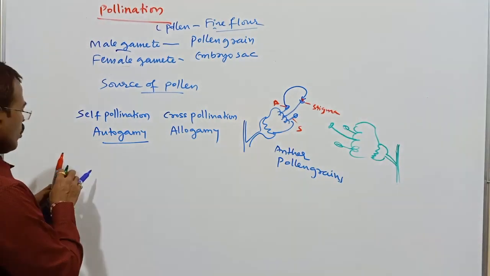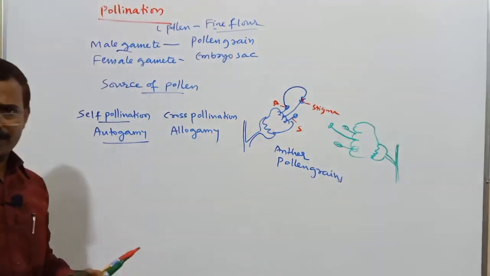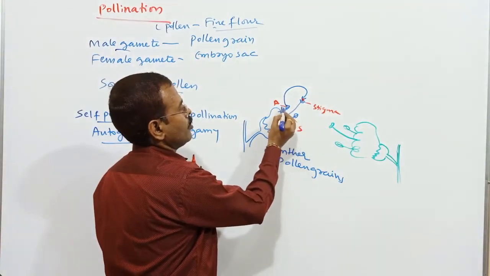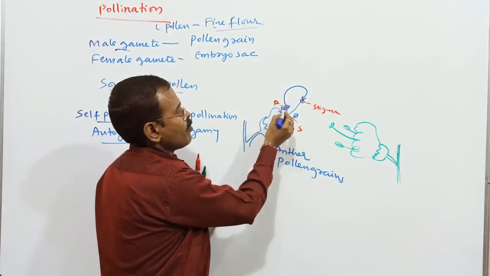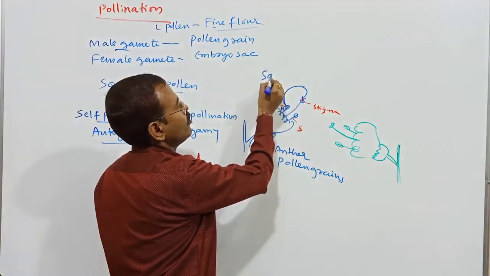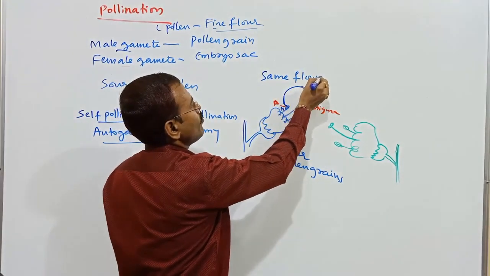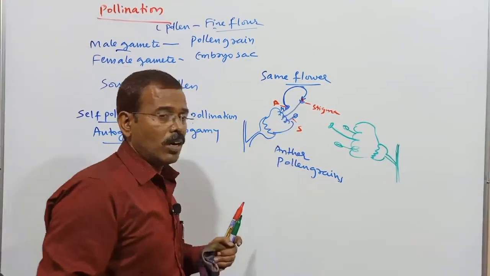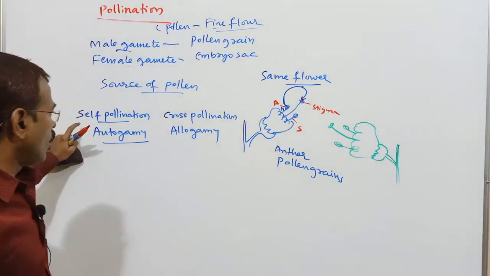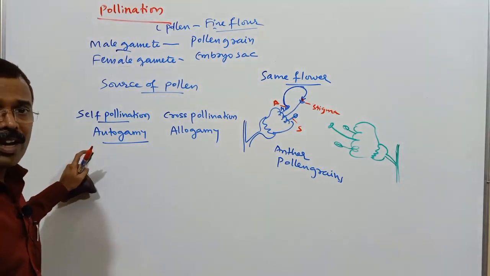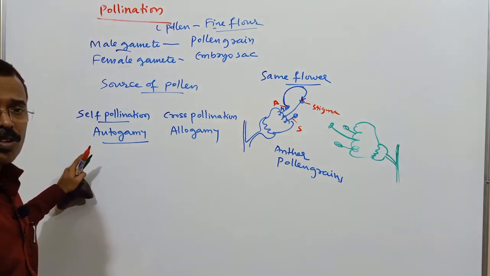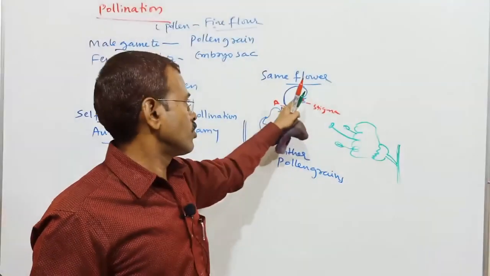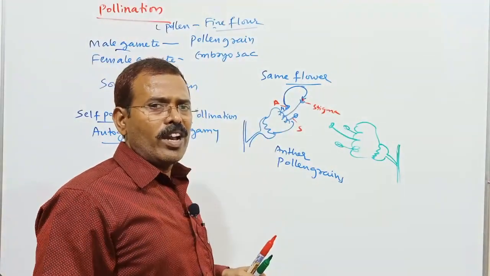Now, first, self-pollination. What is self-pollination? See here, the transfer of pollen grain from anther to the stigma of the same flower is called self-pollination, or autogamy. Remember, autos means self, gamos means marriage. So transfer of pollen grain from anther to the stigma of the same flower is known as self-pollination.